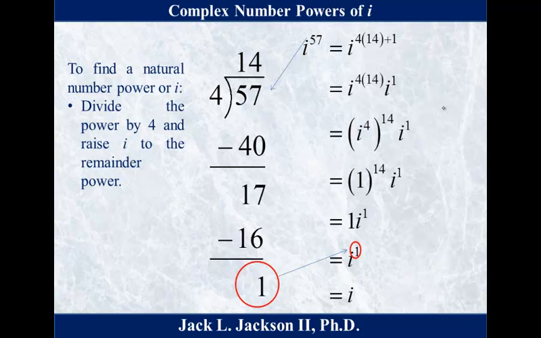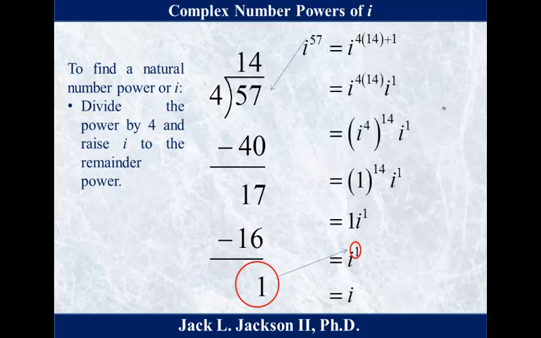So that means i to the 57 is i to the 4 times 14 plus 1, which is i to the 4 times 14 times i to the 1. i to the 4 times 14 is i to the 4th raised to the 14th. i to the 4th is just 1. 1 to the 14th is just 1, and 1 times whatever stays the same. It's the identity. So ultimately we just get i to the positive 1 power.